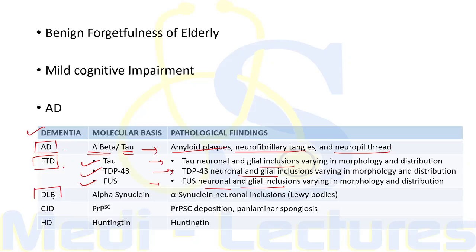In dementia with Lewy bodies, there is presence of Lewy bodies which are nothing but inclusions formed of alpha synuclein. In Creutzfeldt-Jakob disease, which is caused by prion, there is prion related protein SC. SC stands for Scrapie. So there is this deposition of prion related protein, and there is also panlaminar spongiosis. The Huntington's disease is characterized by deposition of Huntingtin protein and defect in Huntingtin gene.